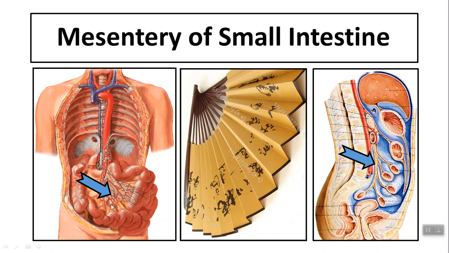Here, the mesentery of the small intestine appears fan-shaped. Fan يعني شكلها مثل المروحة اليدوية. And it has an important function in attaching the coils of small intestine to the posterior abdominal wall. And these are the lymphatics and the blood vessels passing through it.